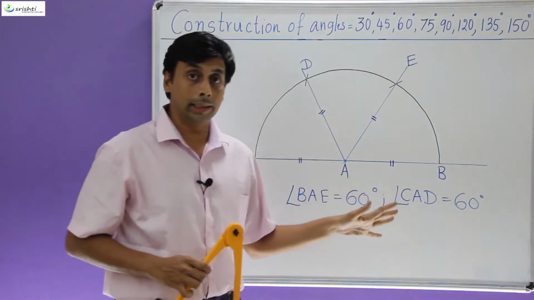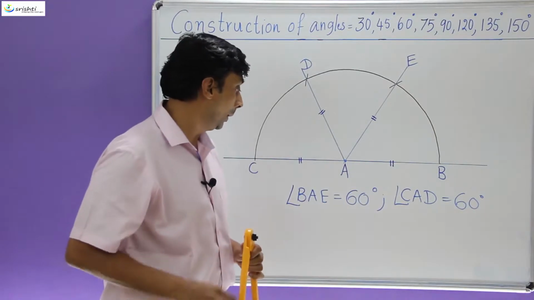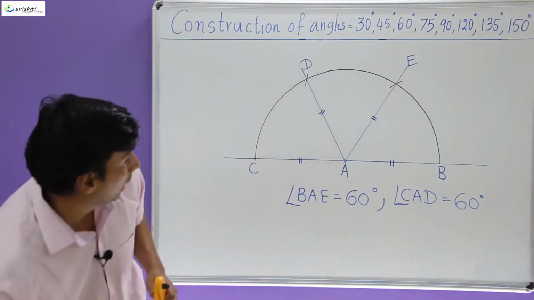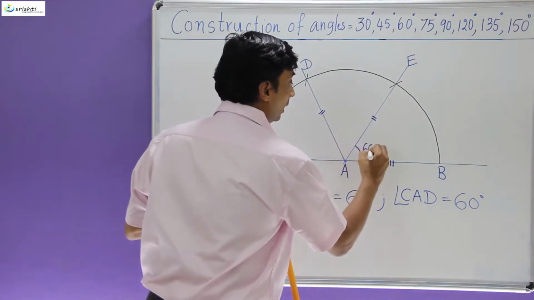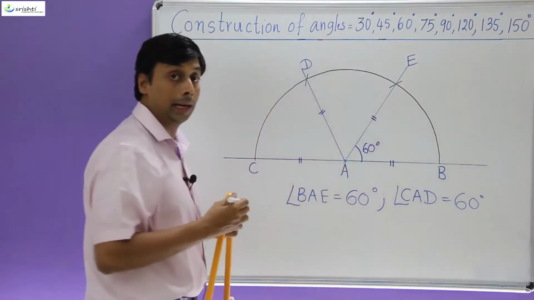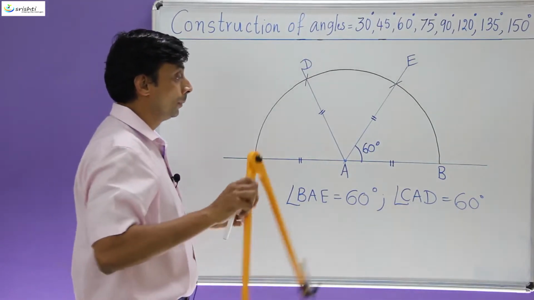To draw 30, I need to bisect 60 degrees. So over here, angle BAE is equal to 60 degrees. So I'll mark this particular angle as 60 degrees. I need to bisect this particular angle. So let's see the geometry behind bisection of an angle.